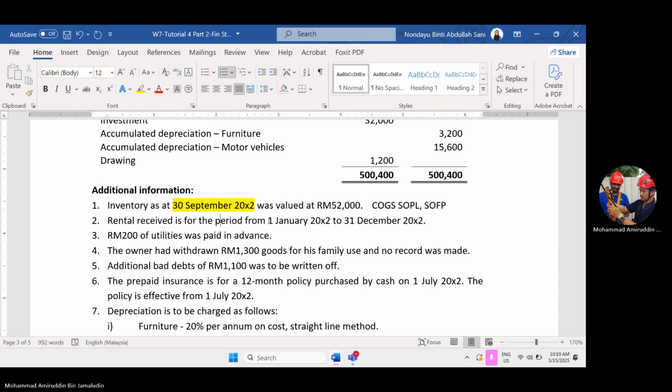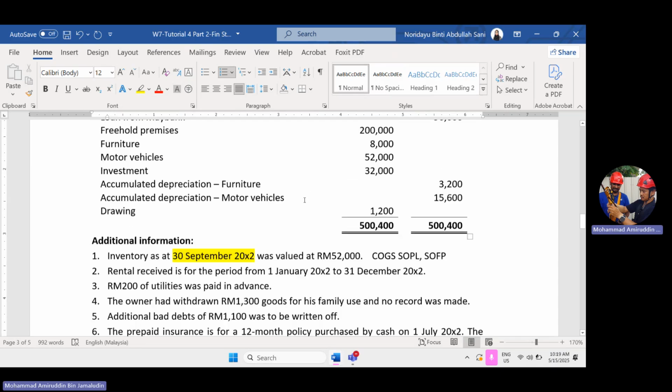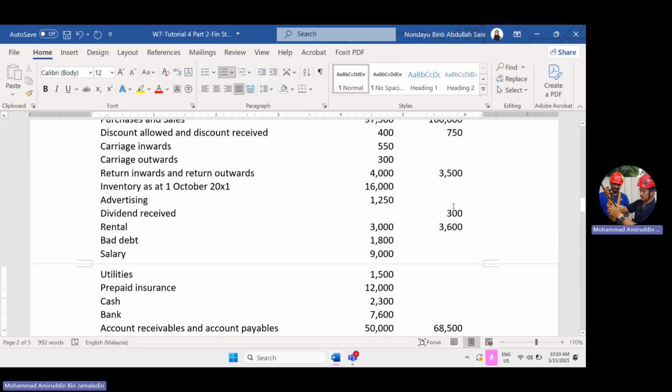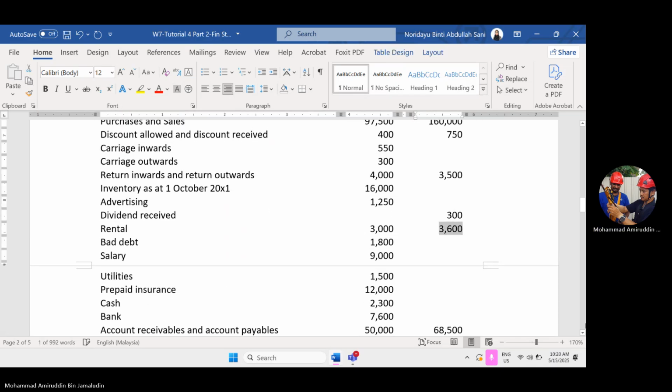Okay, so now compute. How much is the rental received? Where is the rental received? This one. So 3,600 for 1 year. So if I divide by 12, for 1 month, how much? 300. Okay, 300 per month.